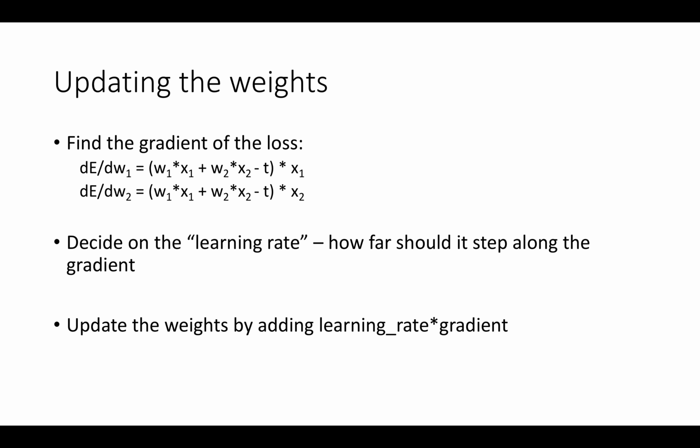So how would we update the weights? We find the gradient of the loss. And then we have to decide beforehand on a certain parameter called the learning rate, which just determines how far we step along the gradient, right? So how much do we actually update now that we know the direction in which to go. And then we update the weights by adding the learning rate multiplied by the gradient.